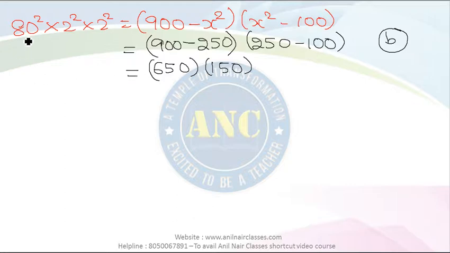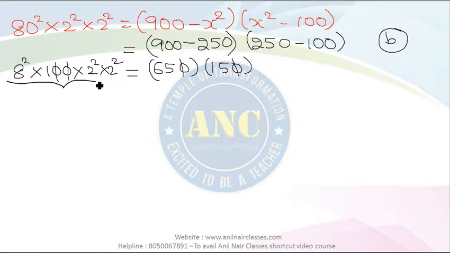Left hand side is 80 square is 8 into 10 whole square. So it is 8 square into 10 square is 100 into 2 square into 2 square. These two zeros will cancel with two zeros. Common sense should tell us that 8 square into 2 square into 2 square is an even number. 65 into 15 is an odd number. Can an even number become equal to odd number? No. Option B is ruled out.